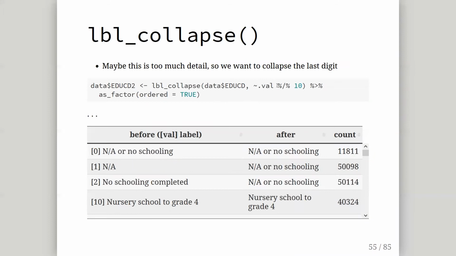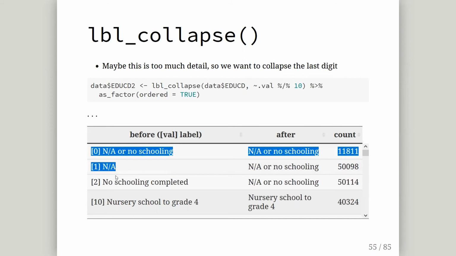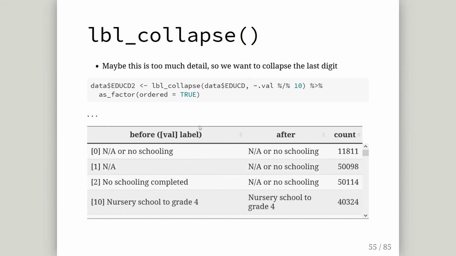And so we're using this integer division operator, which is the %/%. And basically that can be read as how many times does 10 go into value? So if we have the values down here, 0, 1, and 2, how many times does 10 go into 0? It goes into it 0 times. How many times does 10 go into 1? 0 times. And so 0, 1, and 2 will all return a value of 0, and that's why they'll get collapsed into one value. And label collapse takes the label from the smallest collapsed value.